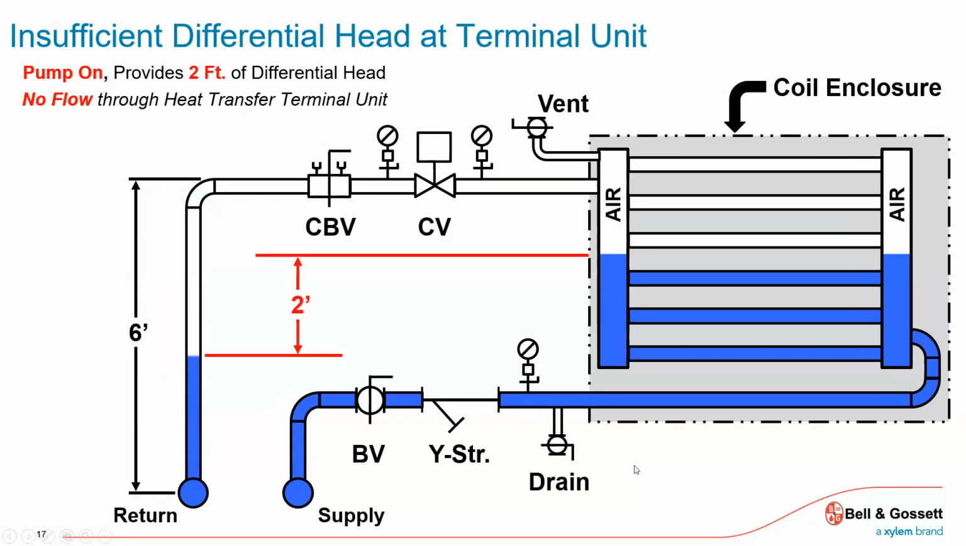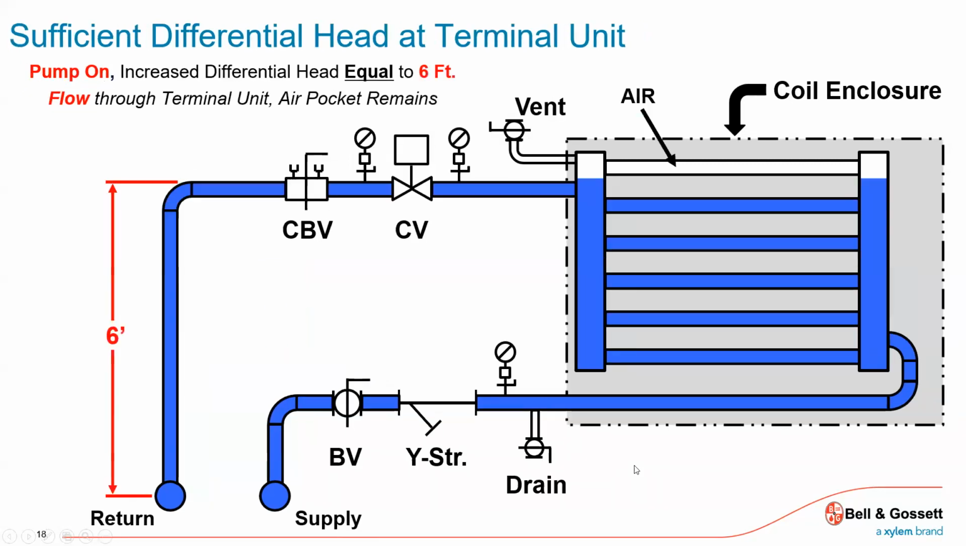So 2 foot ahead across it, the pump does its 2 foot differential on that circuit, water rises, but it doesn't displace all that air. Change the head differential to match the piping and coil arrangement, and I can use that pump's head as a purge to unload that coil.